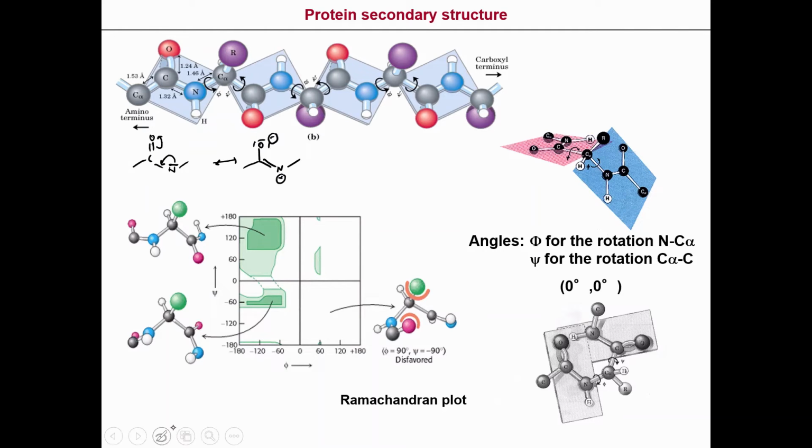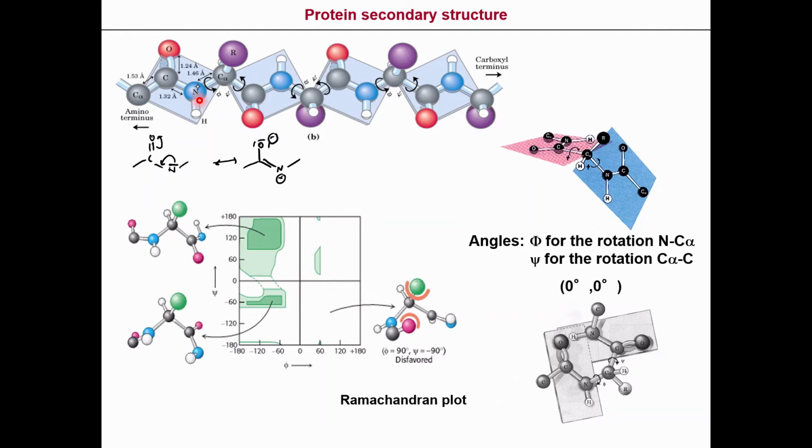So I told you then that you have a plane composed of the two C alpha, the N, nitrogen, hydrogen, the C, and the O. All these six atoms are in the same plane. Okay?